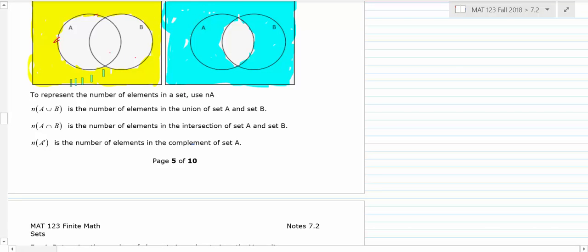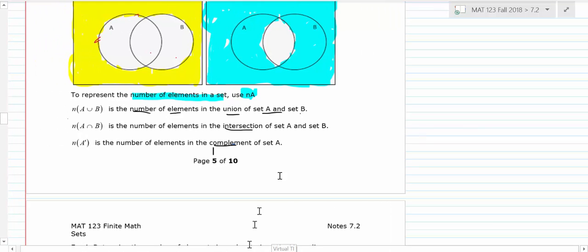Now what we're going to do is get into the number of elements in set A. We do n of A to represent that. So anytime you see the n, this would be the number of elements in the union of set A and B. That's the union symbol. This would be the number of elements in the intersection of A and B. And then this would be the number of elements in the complement of set A. So again, you're learning all these symbolisms, and you have to know what each of them means.